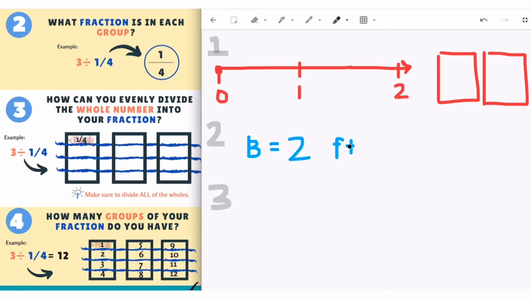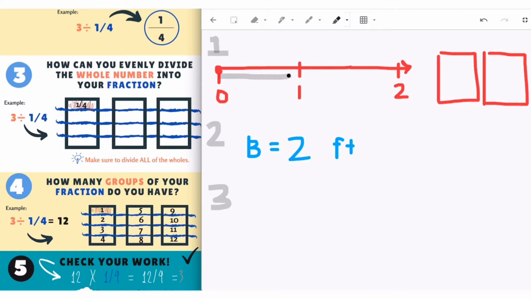So again, our number in each group is 2 feet. The whole number we started with was 2. So how many groups of 2 can we make from 2 feet? So if I used all of my string, I would use 2 feet of string. So therefore I can only make one bracelet from 2 feet of string.